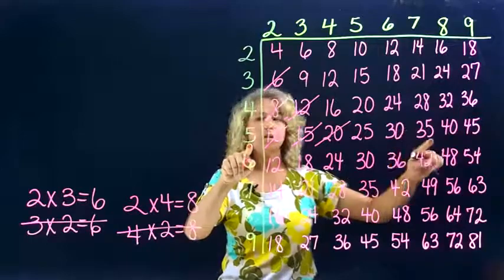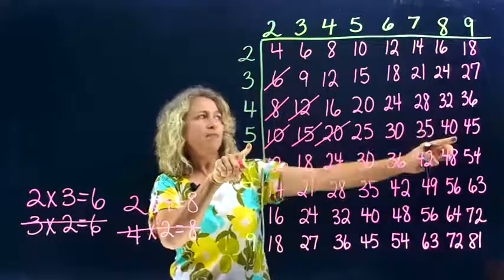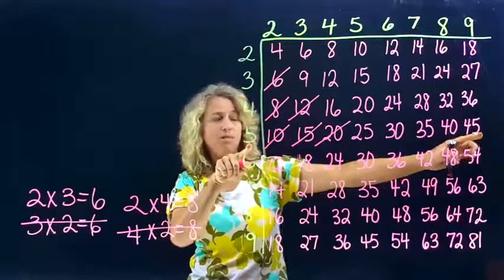5 times 6 is 30. 5 times 7 is 35. 5 times 8 is 40. And 5 times 9 is 45.